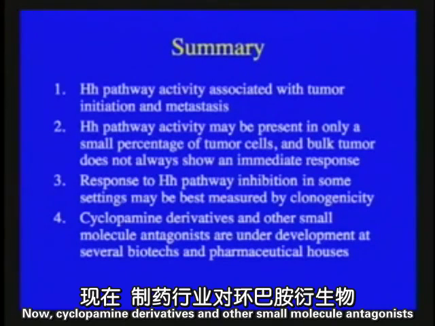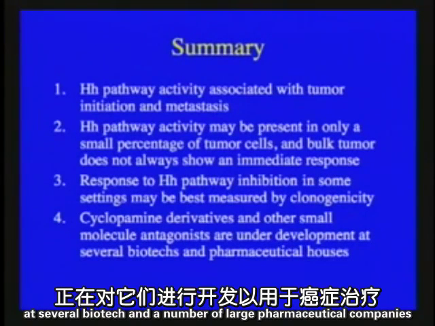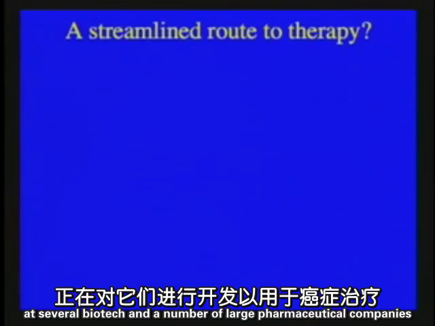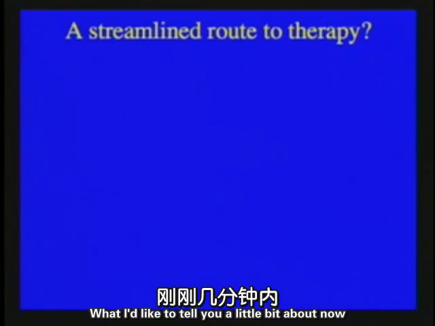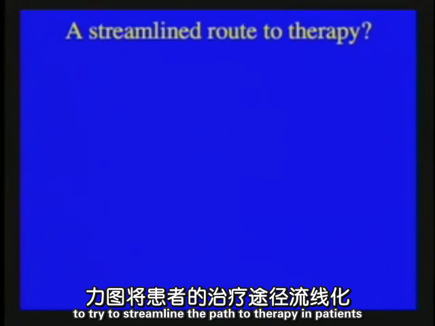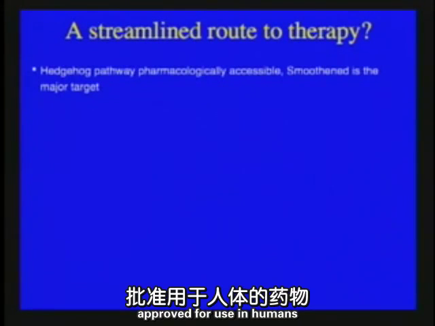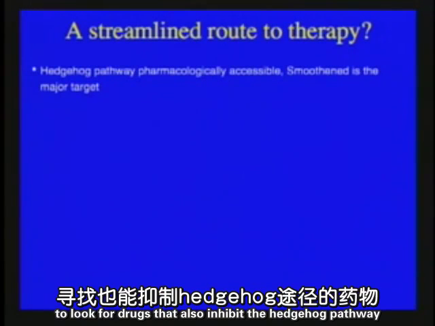Now, cyclopamine derivatives and other small molecule antagonists are of great interest in industry, and they're under development for cancer therapy at several biotechs and a number of large pharmaceutical companies. What I'd like to tell you a little bit about now in the last few minutes is another approach to try to streamline the path to therapy in patients, and that is to look for drugs that are already approved for use in humans, to look for drugs that also inhibit the hedgehog pathway.